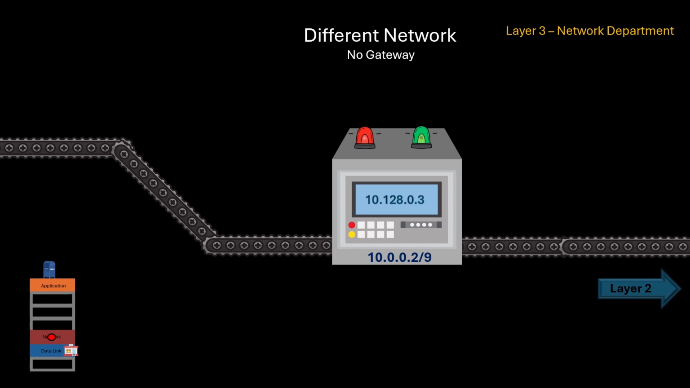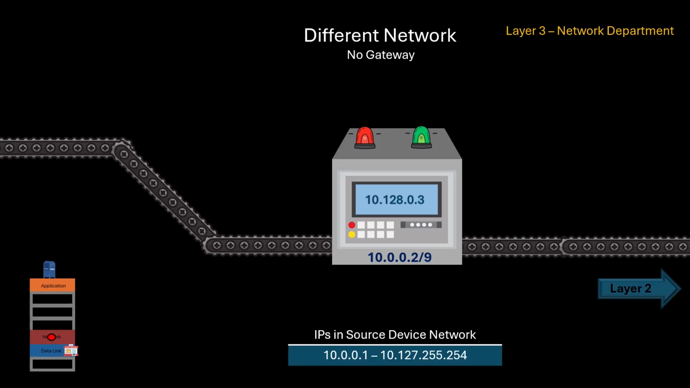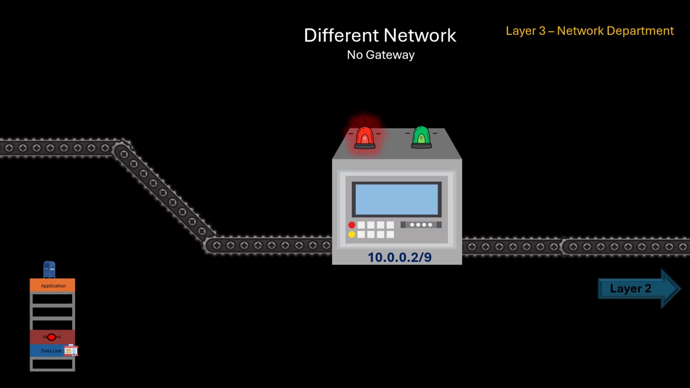The available IPs range from 10.0.0.1 to 10.127.255.254. 10.128.0.3 does not fall within this range, signifying it is on a different network.